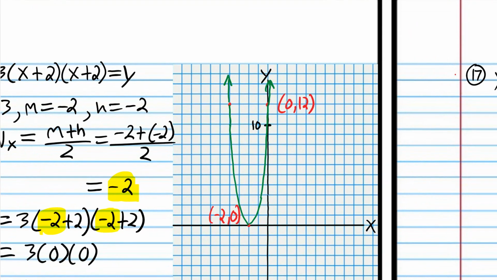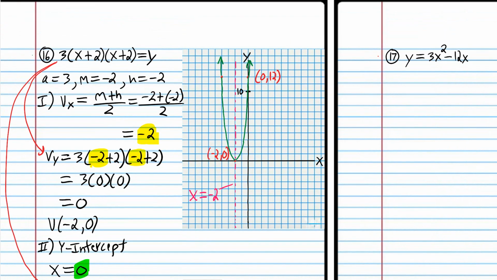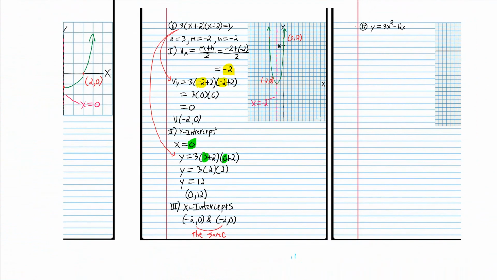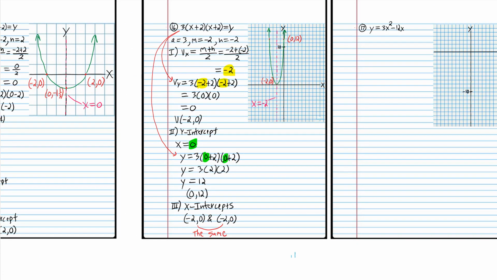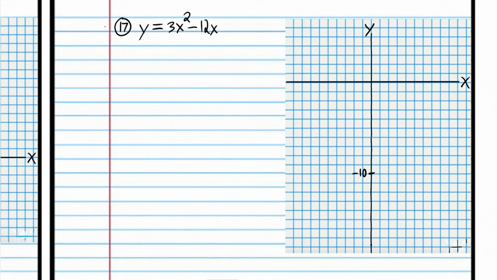And then we're going to draw the line of symmetry, which always goes right through the vertex. And of course, the equation of the line of symmetry is x equals the x value of the vertex, negative 2. So if you got that answer, good job. Okay, so let's try number 17.